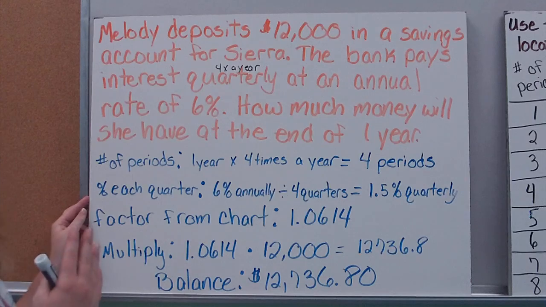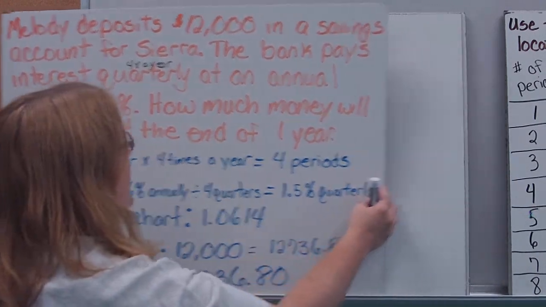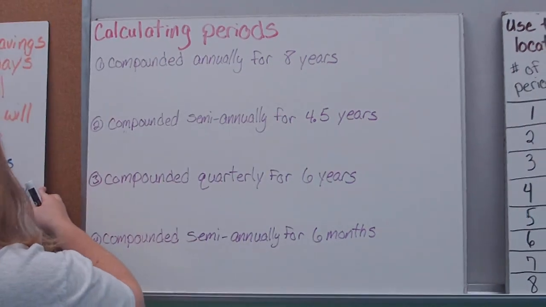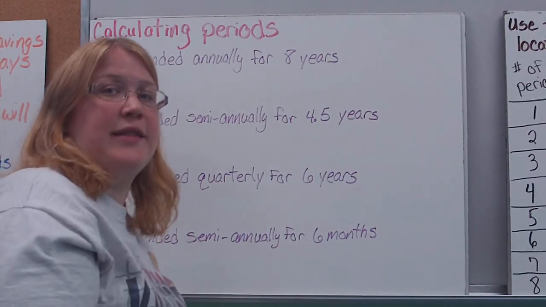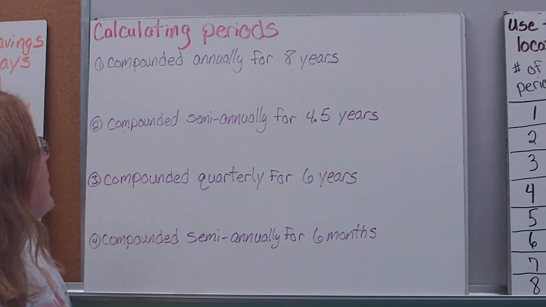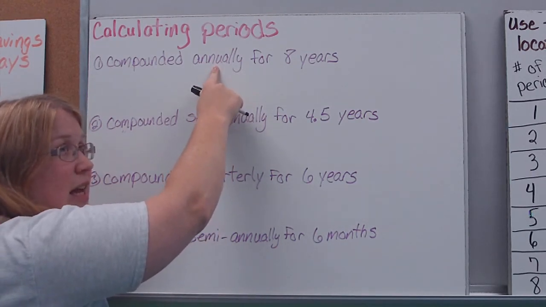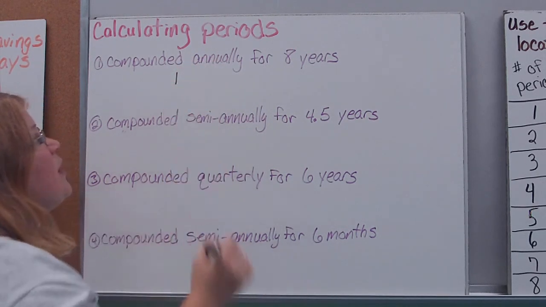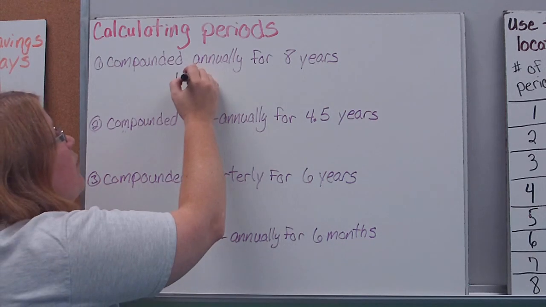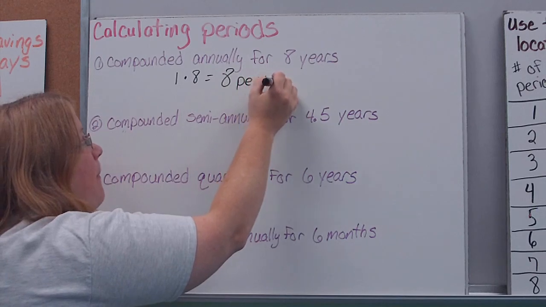All right? So that's just kind of a setup of how to do it, and we're going to practice that. So the first thing we're going to practice is just calculating our periods. How many periods do we have? And this is nice and simple multiplication. So it tells me it's compounded annually. Annually tells me once a year. So 1 time a year for 8 years, 8 periods.